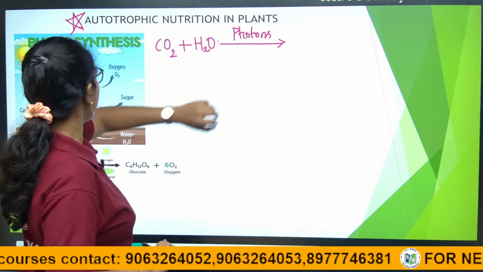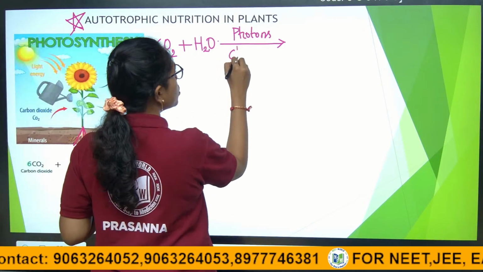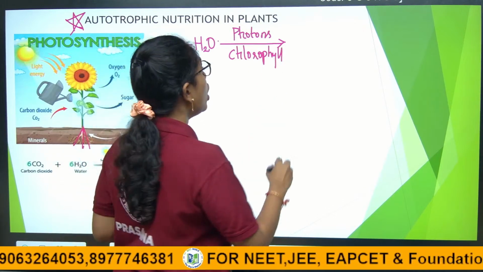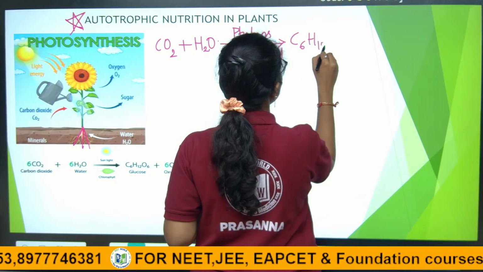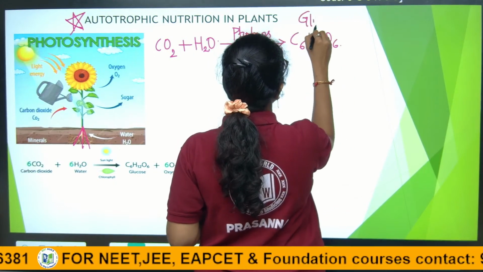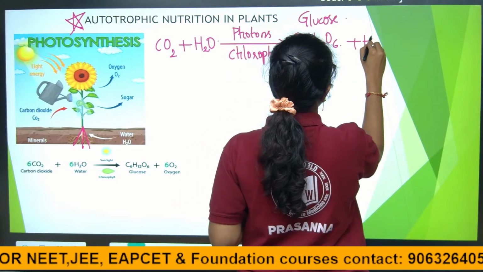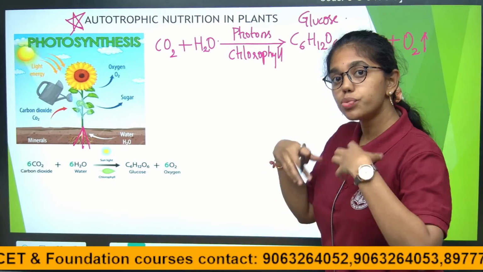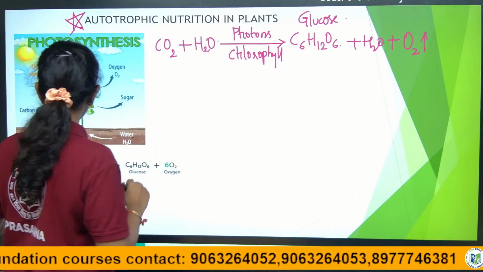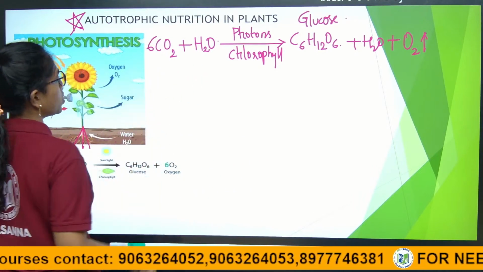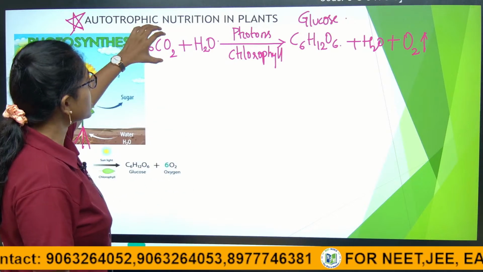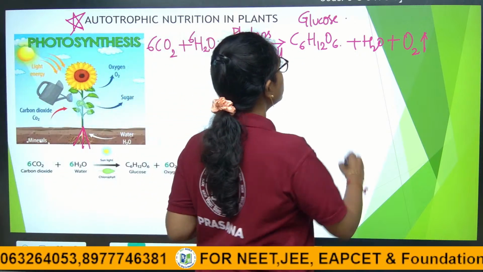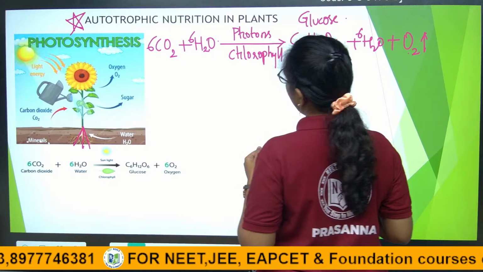Sunlight is absorbed in the form of photons, and this is through which pigment? Chlorophyll. Through chlorophyll pigment, it is forming a complex sugar molecule, that is C6H12O6. This is glucose, and water molecule is released. Oxygen is released as a byproduct which we are inhaling. If you look into the exact equation given by C.B. van Niel, it is 6CO2 plus 6H2O. In the presence of chlorophyll, it forms glucose and 6H2O and oxygen.